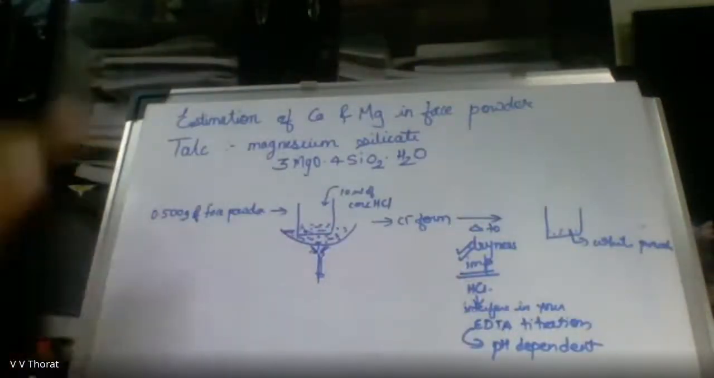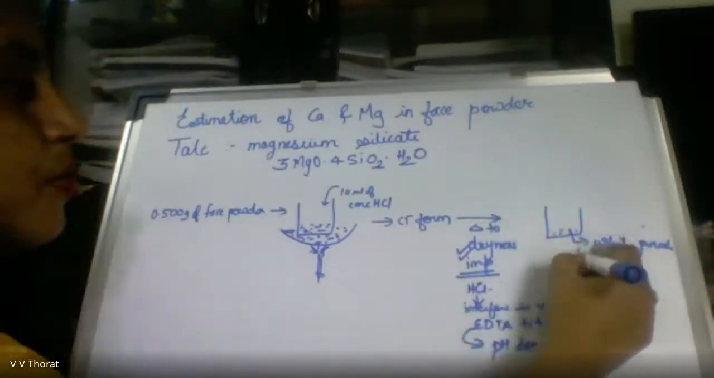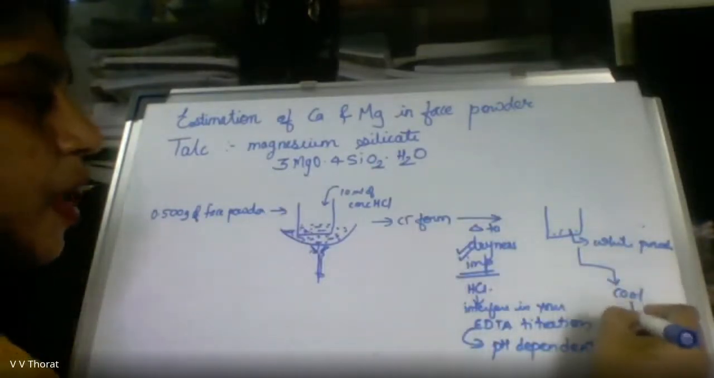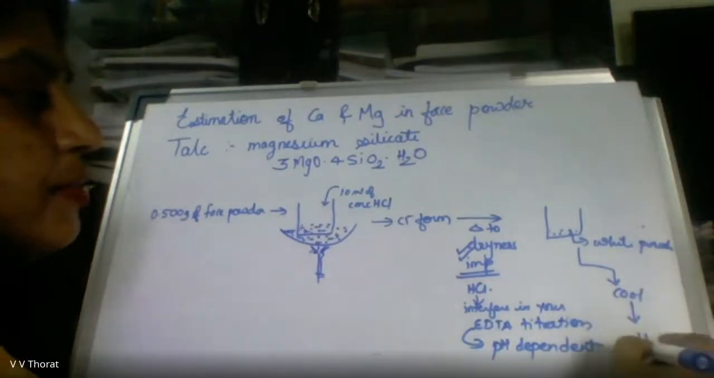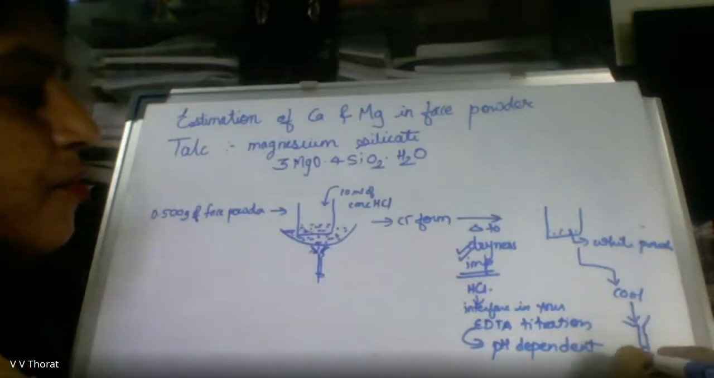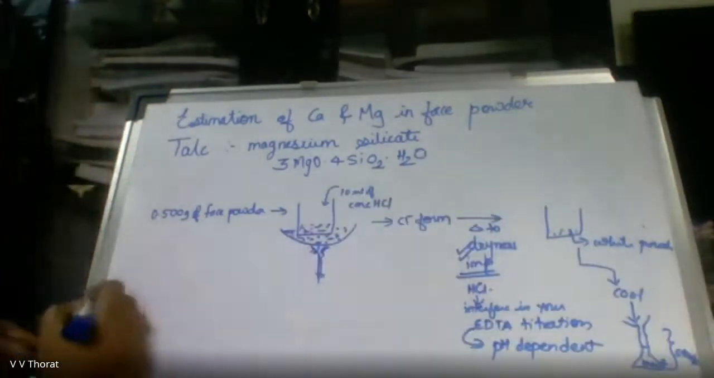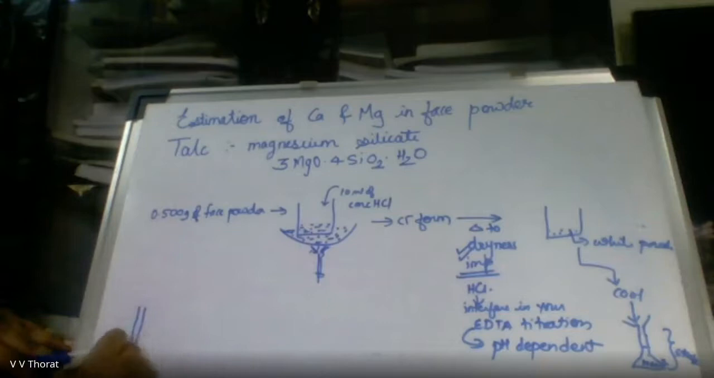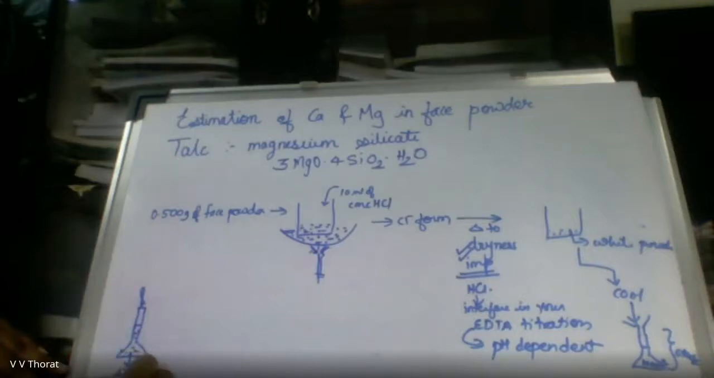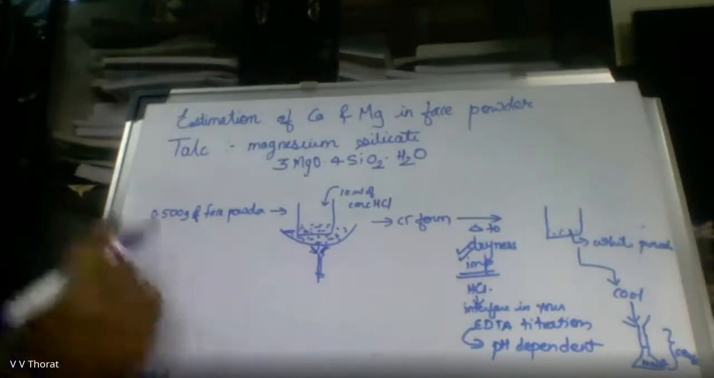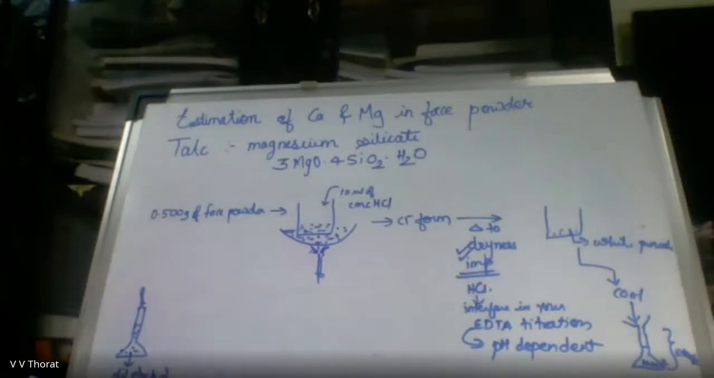Is it clear? Then this white powder, you will cool, and then dilute to 200 cm3 in a standard measuring flask. This is your first part, that is preparation of stock. So in your 100 ml beaker, you have a diluted stock solution of talcum powder, ready for estimation. Is this much part clear? Now I will show you the video.